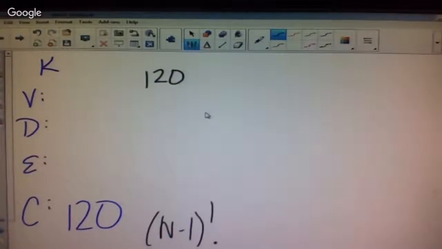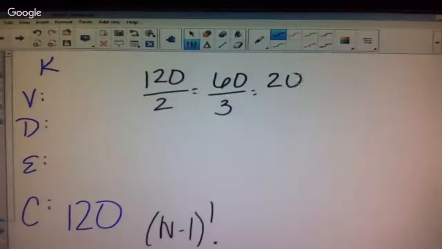120 dividing by 1 does nothing. So we're going to start with 2. What do I get when I cut that in half? 60. My next number is a 3, which gives me 20. My next number is a 4. My next one would be a 5, and I get 1.